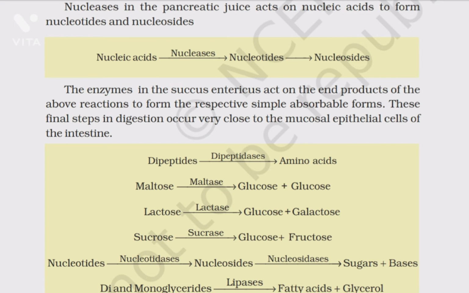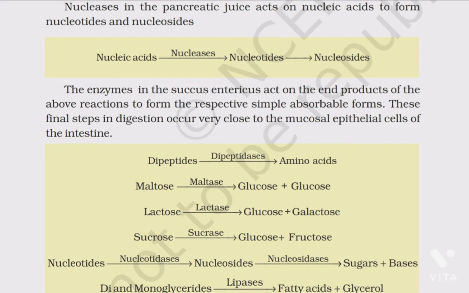Nucleases in the pancreatic juice act on nucleic acid to form nucleotide and nucleoside. Nucleic acid is converted into nucleotide by the action of nucleases and further into nucleoside. The enzymes in the succus entericus act on the end products of the above reactions to form the respective simple absorbable forms. These final steps in the digestion occur very close to the mucosal epithelial cells of the intestine.